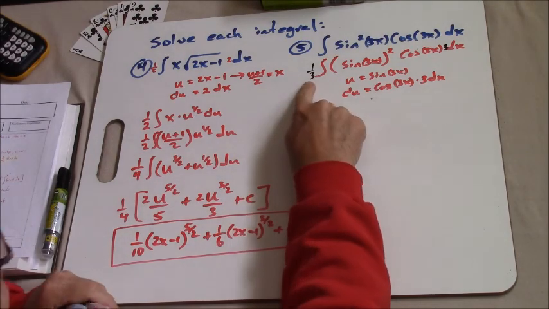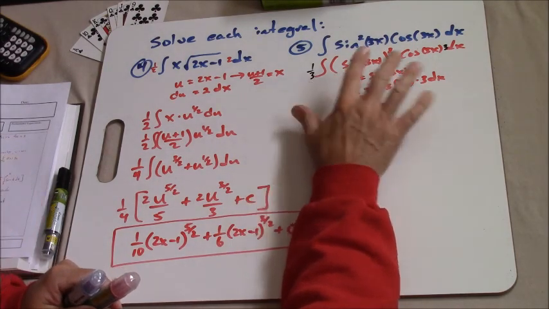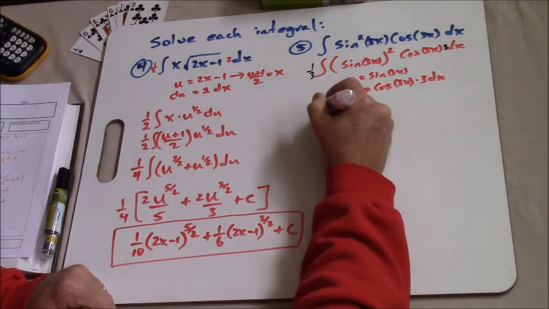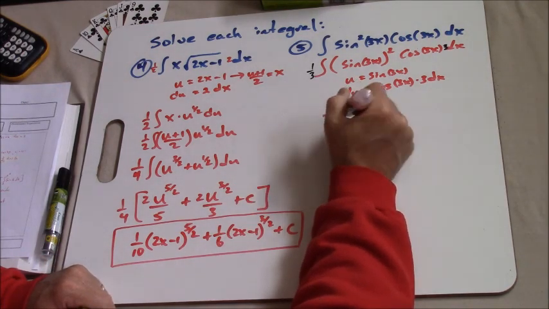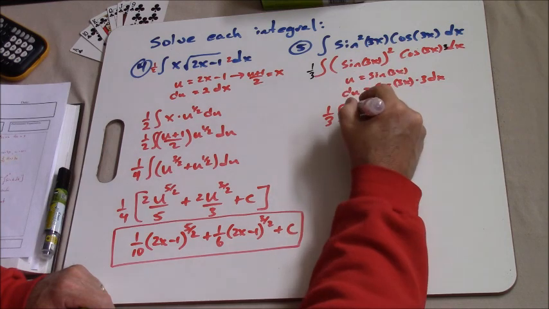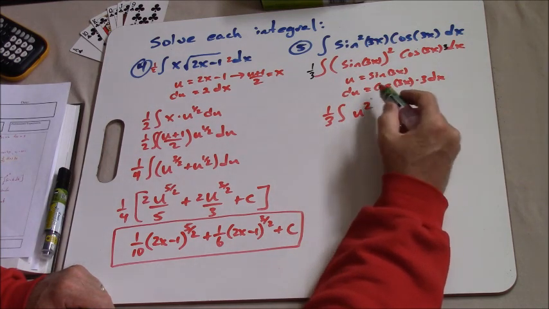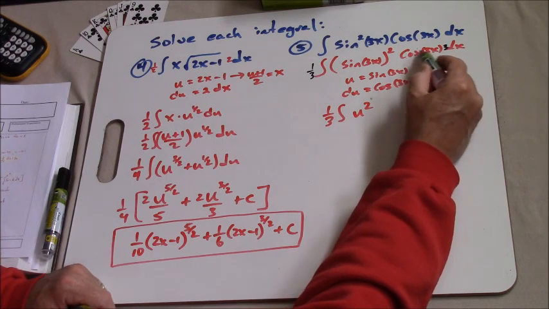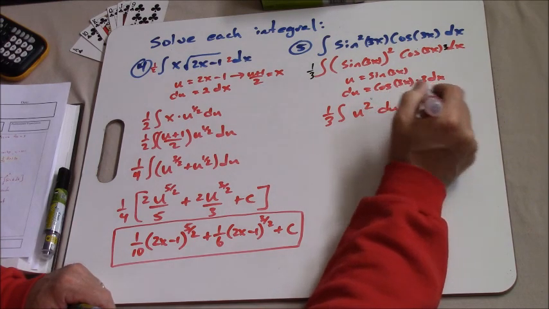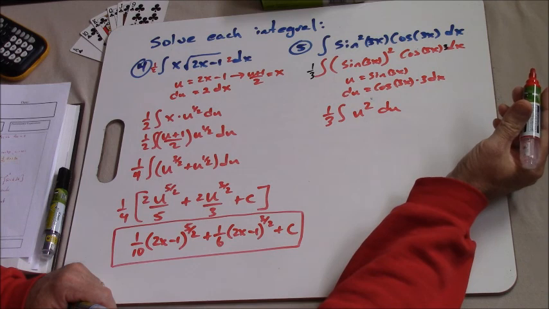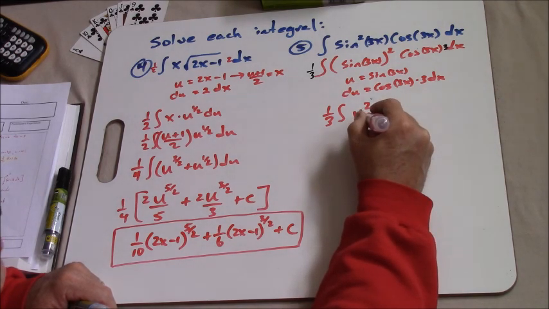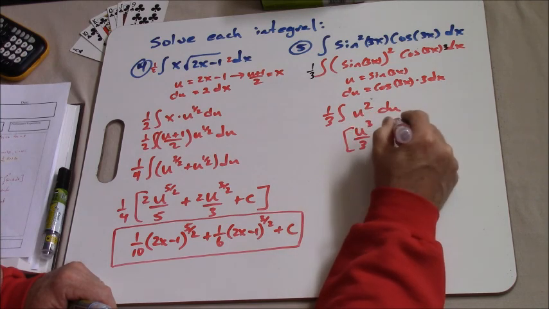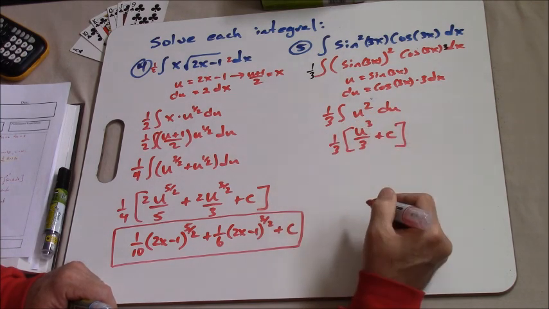If I don't see that 1/3 in the final answer, then I know we haven't really done our substitution the way we're supposed to. So I've got 1/3 the integral of u squared cosine 3x times 3 dx. That's everything right here. That all becomes my du. So add 1 to the exponent and divide by the new one. u to the 3rd over 3 plus c. And multiply that by 1/3.